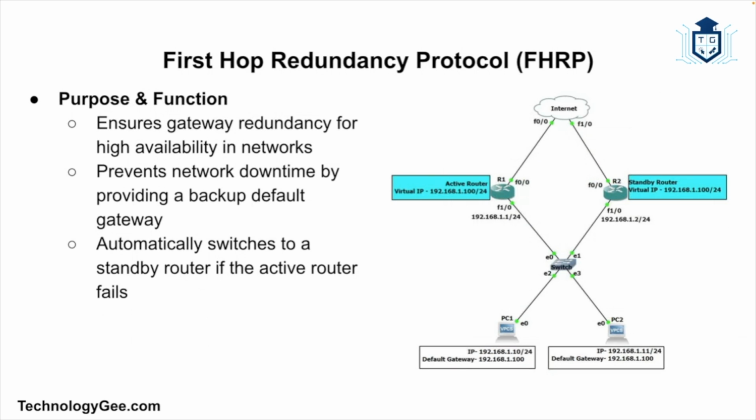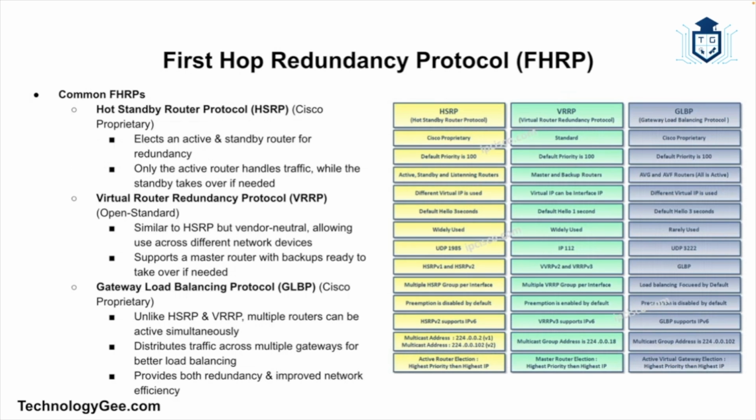All right, so let's move on and talk about FHRPs, our first hop redundancy protocols. So a first hop redundancy protocol is a group of protocols that are designed to provide gateway redundancy to ensure high availability. And some of the common FHRPs include the following. You have what is called the Hot Standby Router Protocol, and this is a Cisco proprietary protocol that elects an active and standby router.